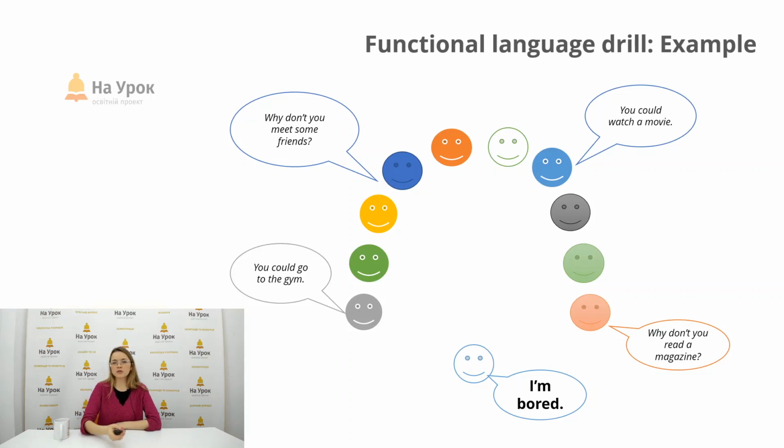So here the teacher goes, I'm bored. Student 1 gives her a piece of advice. So you could go to the gym. Then student 2, like, why don't you meet some friends? You could watch a movie. Why don't you read a magazine? And you collect advice. Then you could do step 2 again, going back to the gray one, like student 1, and asking, what is Masha's idea? What is Lena's idea? And so on. Yeah, retellings.